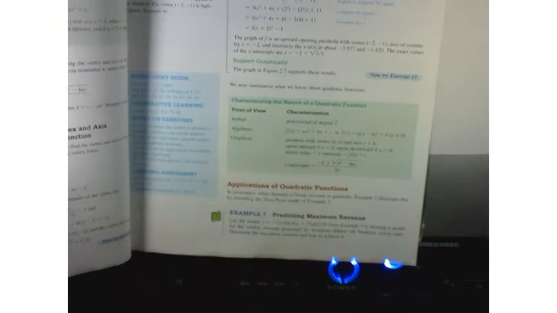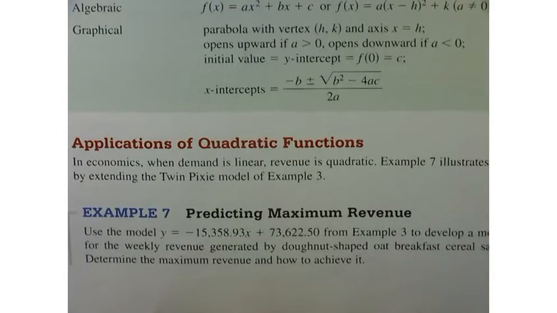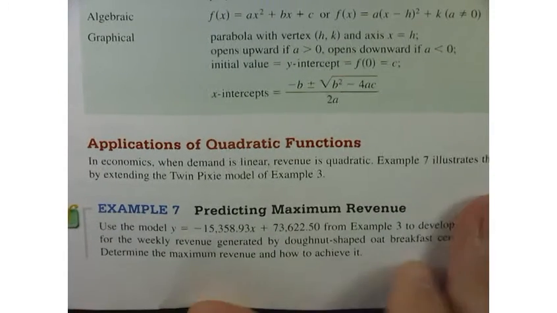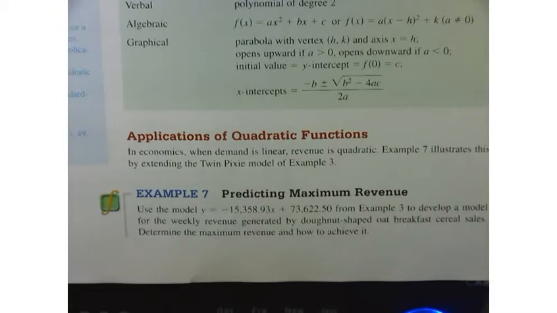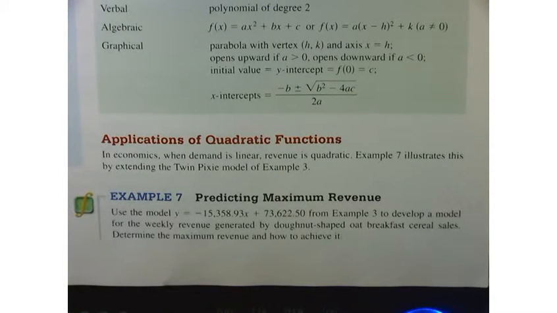For example number 7, I'm just going to throw the textbook up here so you guys can read along with me. People always say, well, when am I going to use this in the real world? Well, on your test next week. That's my favorite response. But no, this is really used in the real world. So, for example number 7, they want us to predict the maximum revenue.